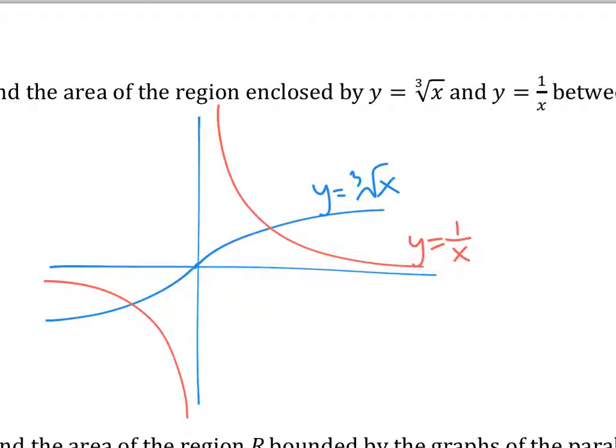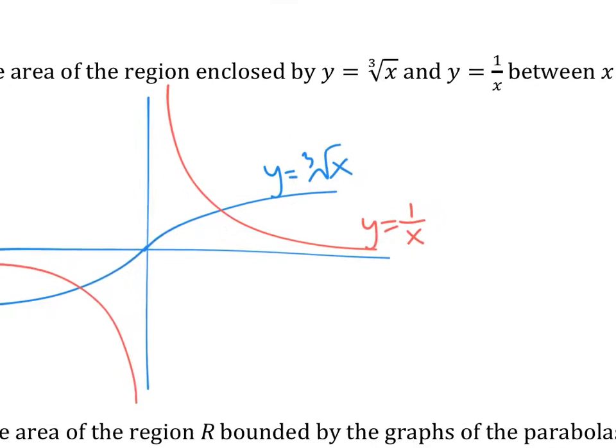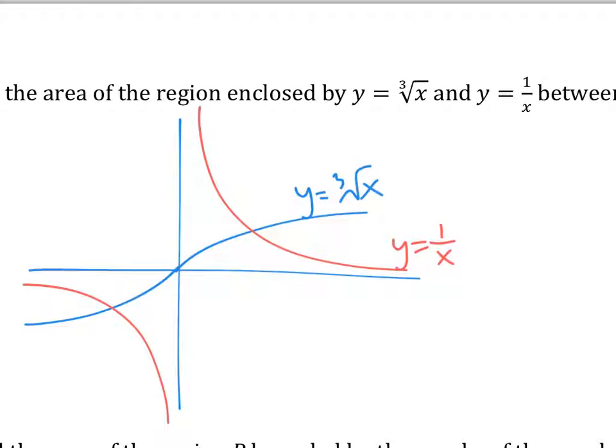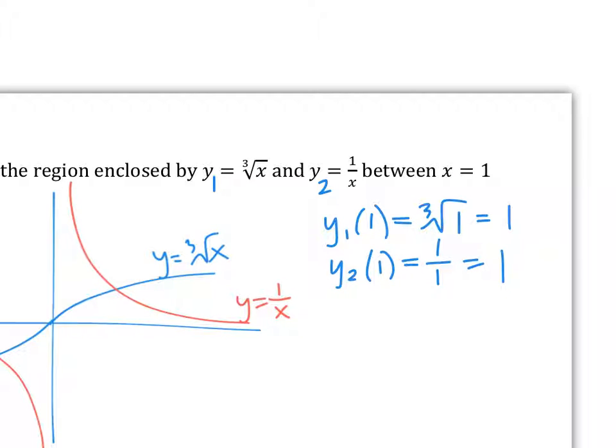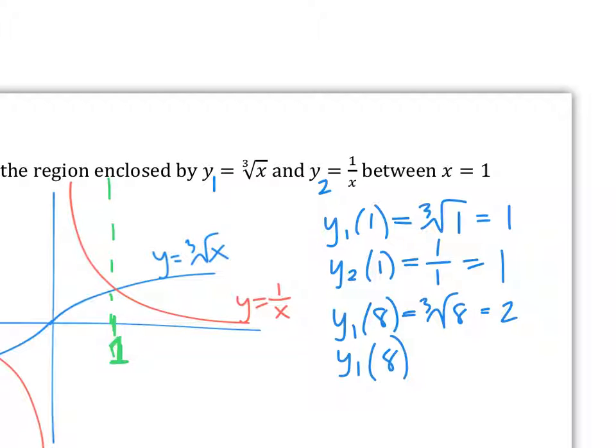So how do you know where you are? It depends what the question asks. This one says from 1 to 8, so it's very specific. What you could do is just figure out where 1 is. Let's call the first curve y1 and the second curve y2. y1 of 1 is cube root of 1, which is 1. So 1, 1 is the point where that curve is. And y2 of 1 is 1 over 1, which is 1. So we know that it's starting at this point. Then let's check the second one. y1 of 8 is cube root of 8, which is 2. And y2 of 8 is 1 over 8, a very small number.